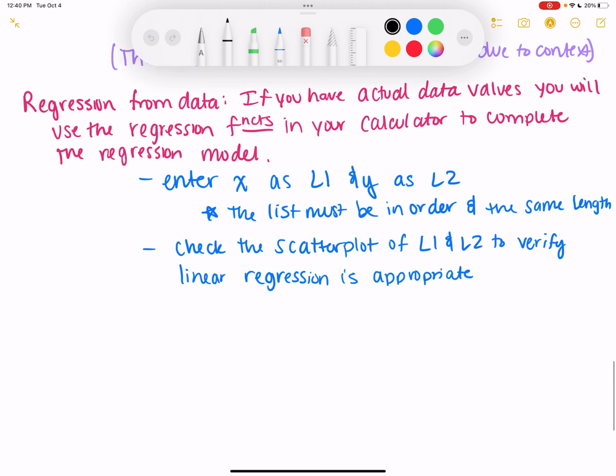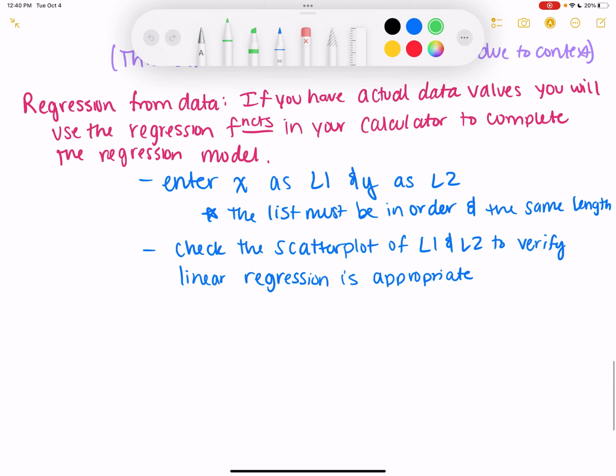All right, so we wrapped up the other day talking about regression from data and how to enter it and then to verify that a linear regression is appropriate. But there's a little bit more with that, which some of it's stuff that we've kind of done before and others of it's a little bit different.